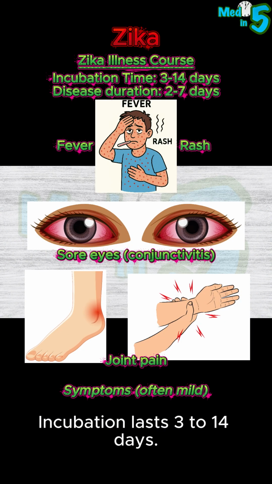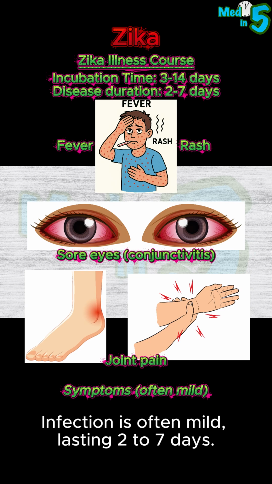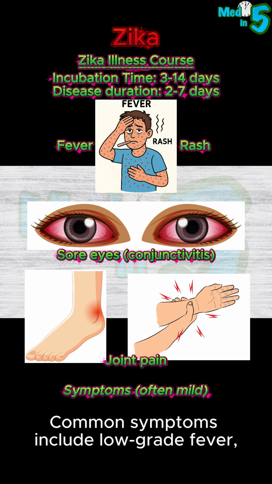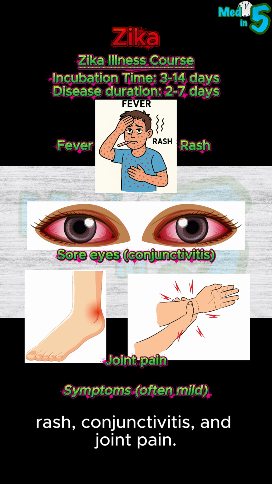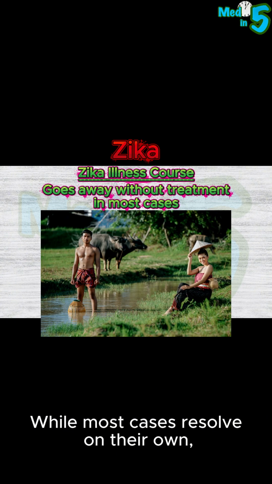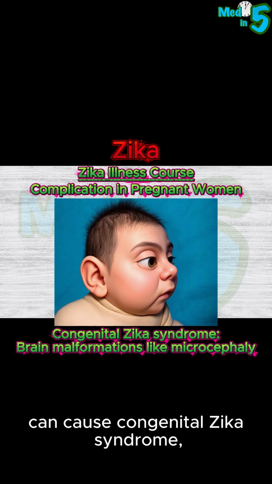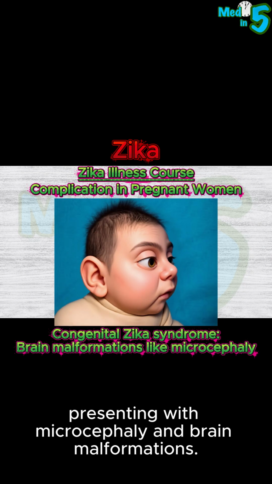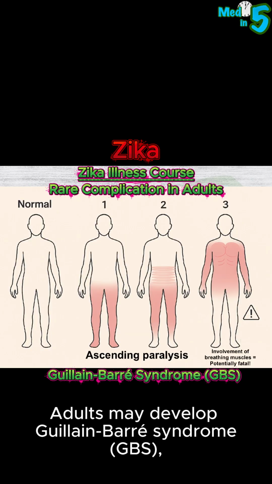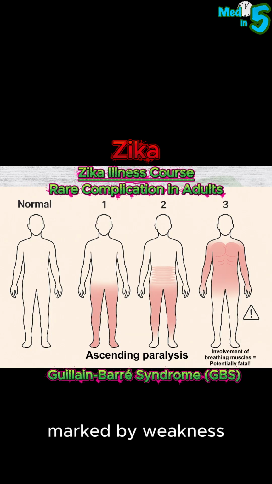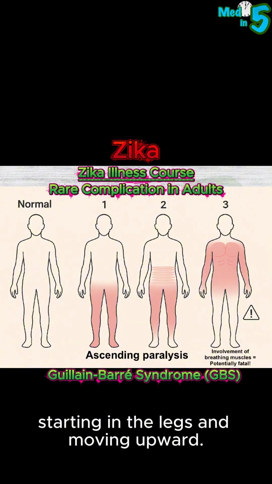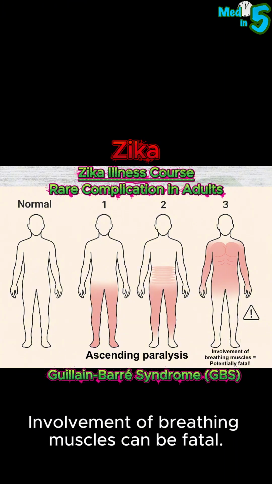Incubation lasts 3 to 14 days. Infection is often mild, lasting 2 to 7 days. Common symptoms include low-grade fever, rash, conjunctivitis, and joint pain. While most cases resolve on their own, infection during pregnancy can cause congenital Zika syndrome, presenting with microcephaly and brain malformations. Adults may develop Guillain-Barre syndrome, marked by weakness starting in the legs and moving upward. Involvement of breathing muscles can be fatal.